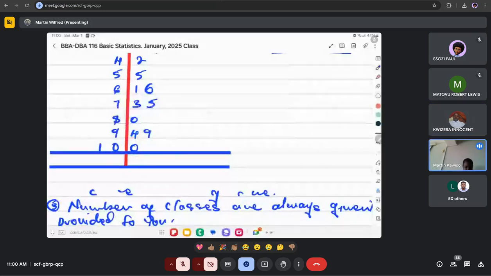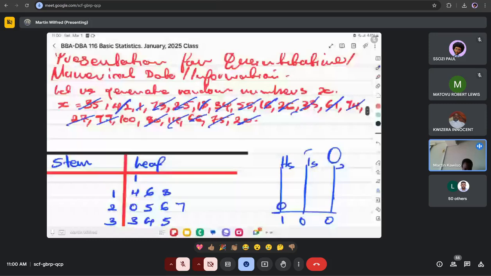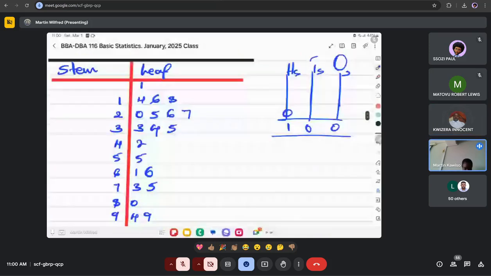So how many observations did we select? 1, 2, 3, 4, 5, 6, 7, 8, 9, 10, 11, 12, 13, 14, 15, 16, 17, 18, 19, 20, 21. Are they 21? So we count and see 1, 2, 3, up to 21. So they are 21, yes.